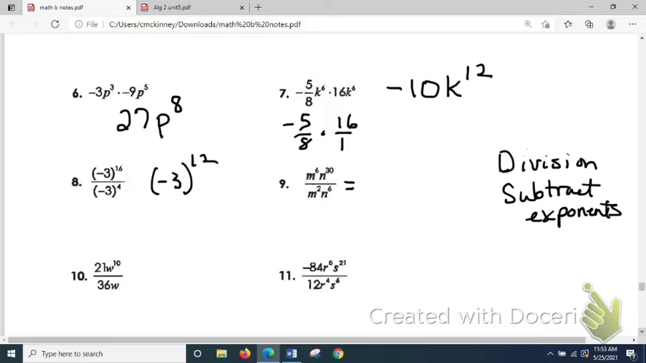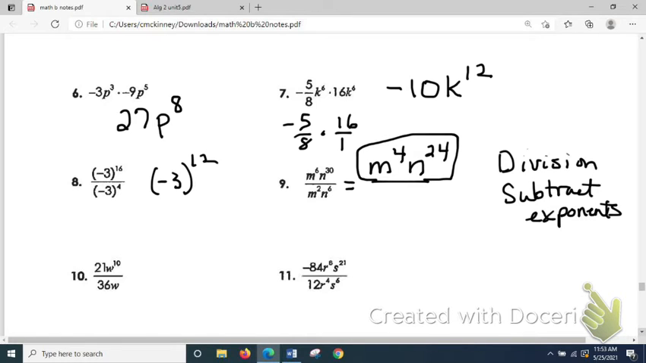So here, I look at my m's. Higher power is on top. 6 minus 2 is 4. I look at my n's. Higher power is again on top. 30 minus 6 is 24. And then actually this is not going to be a fraction because everything had a higher power in the numerator.